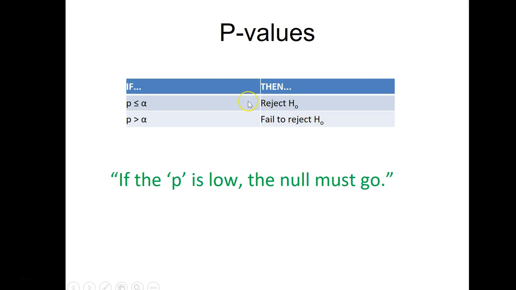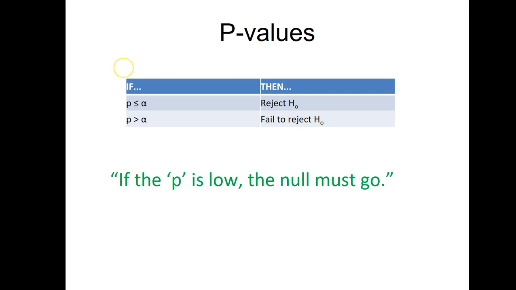When do we reject the null? When the p-value is low. P is low, then null must go. When is it low? When it's less than or equal to alpha. What is alpha? If you don't know otherwise, it's 0.05. Why? Because that's what we decided. No other reason.